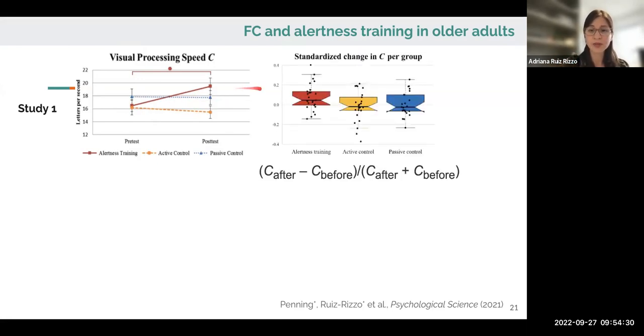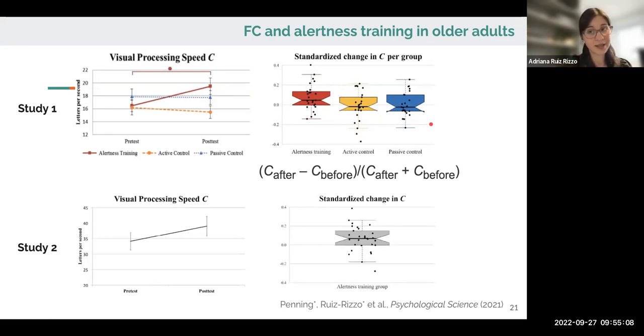Another way to present the results is through these box plots, where we can see the individuals here as these black dots, and we see them separately for each group. 0 in this case means no change after training, and we see that there is variability fairly across all groups. However, only the alertness training group showed this average towards overall gain, whereas none of the other groups showed that change, positive change.